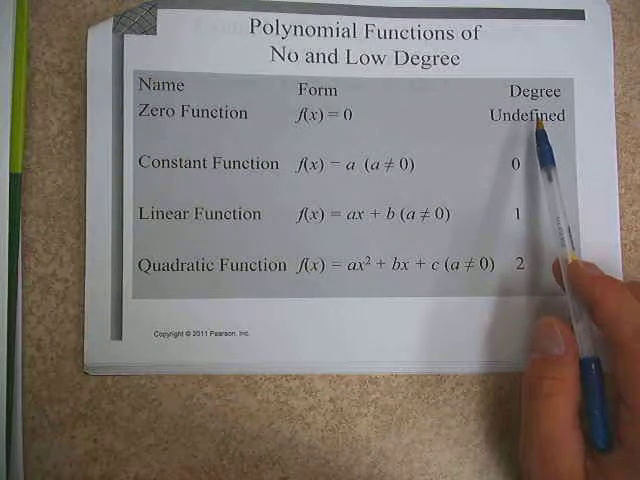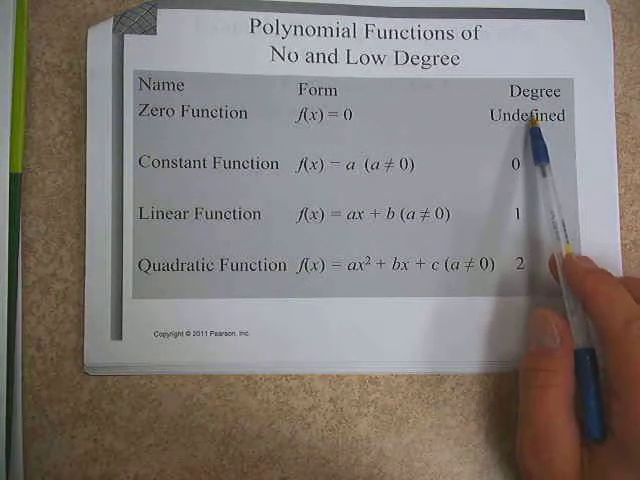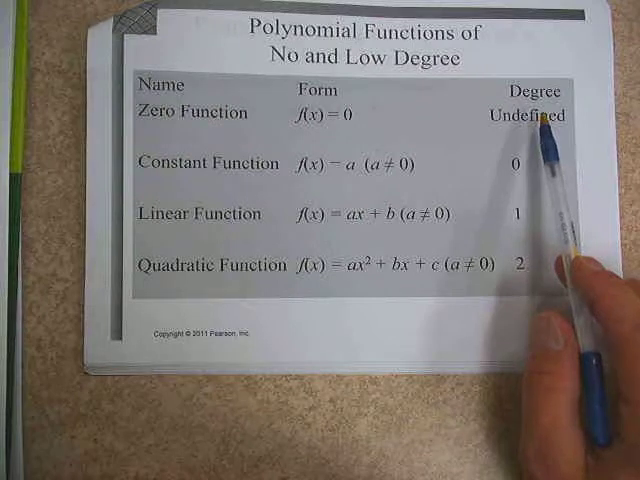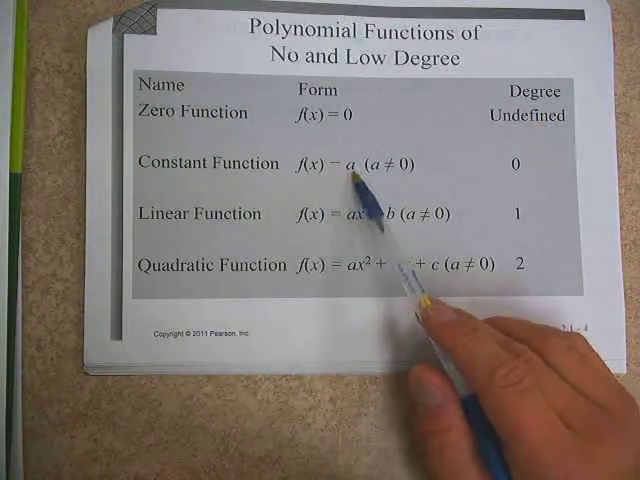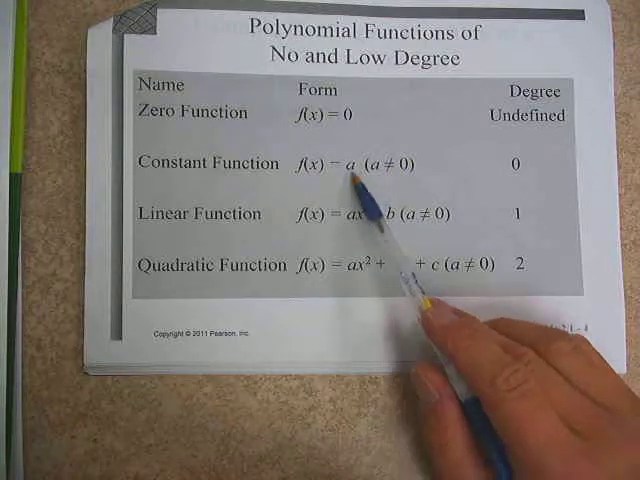We have a 0 function, again, f of x equals 0. Okay, the degree is undefined. We don't say that's degree 0. We say it's degree undefined. Again, there's no leading coefficient either.